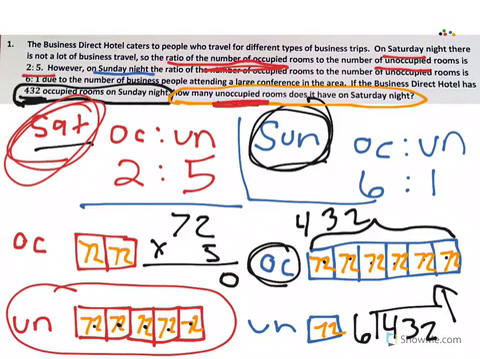5 times 2 is 10. 5 times 7 is 35. Plus 1, 36. We have 360 unoccupied rooms. Normally I would spell that out. I don't have a lot of space. But our answer is 360 unoccupied rooms.